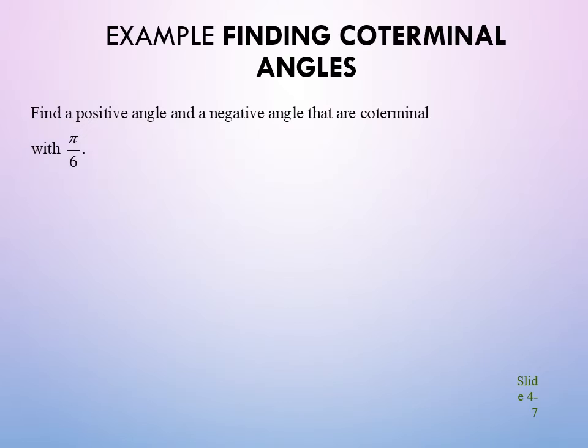We could also find coterminal angles with radians. And how do we do it? We add 2 pi, and we could subtract. So we can say pi over 6 plus 2 pi and pi over 6 minus 2 pi.